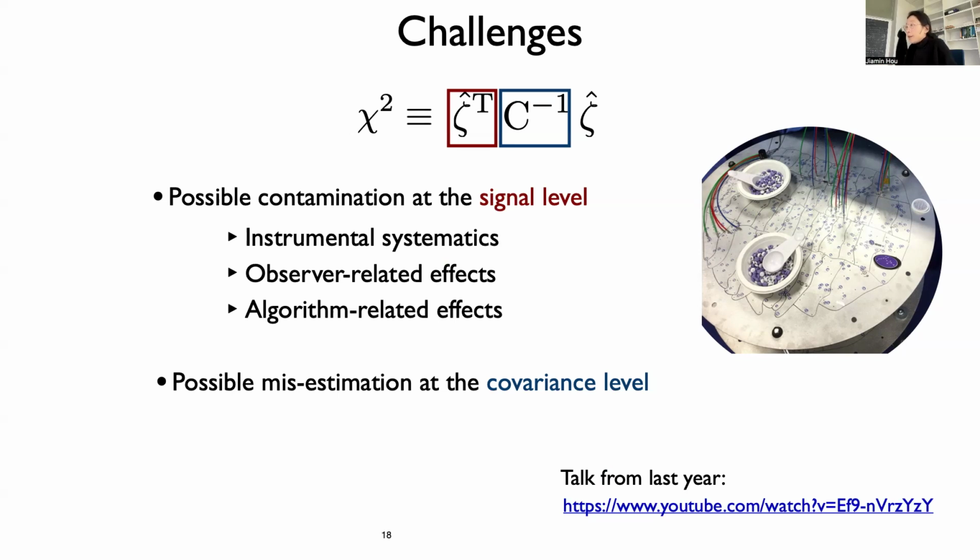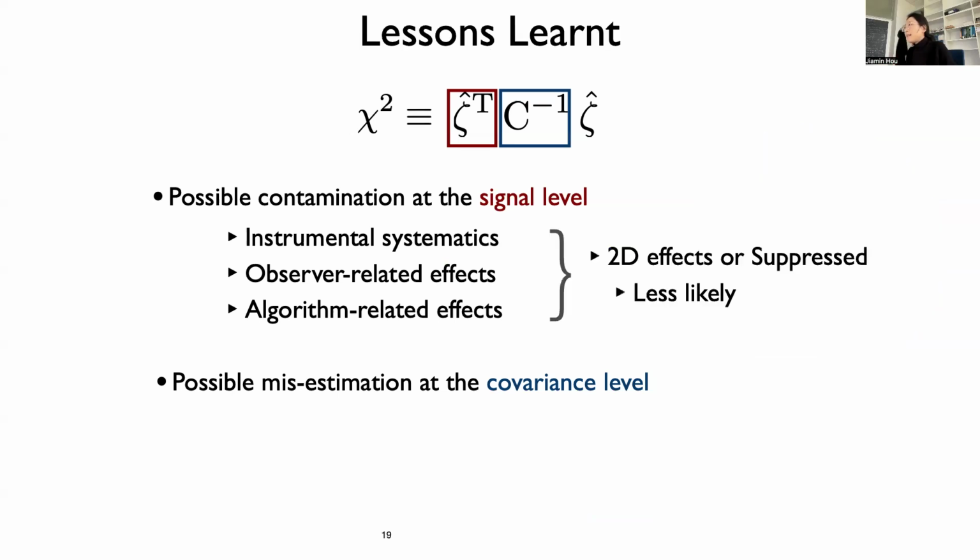But what we learned from this series of tests is that it's quite unlikely to have a systematic effect that directly couples to the signal. They are either highly suppressed or they are mostly 2D effects, whereas parity violation requires a 3D mechanism.